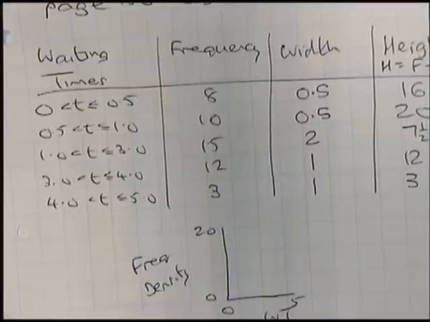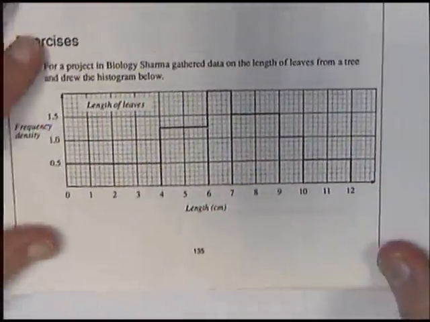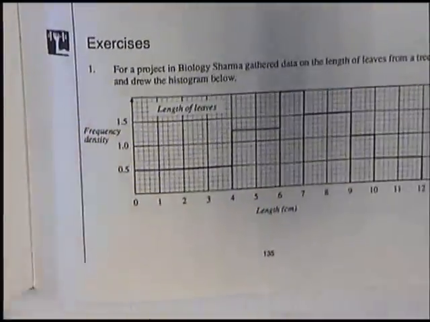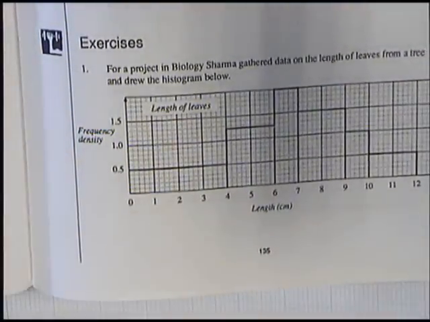Now there are some questions in the book like this. If you look in question 1 on page 135, okay, we've got a histogram given to us here. The rest of the question is over the page, and the first part of the first question says, how many leaves had a length less than 6? And what you need to do is look at the histogram and do a similar sort of sum.